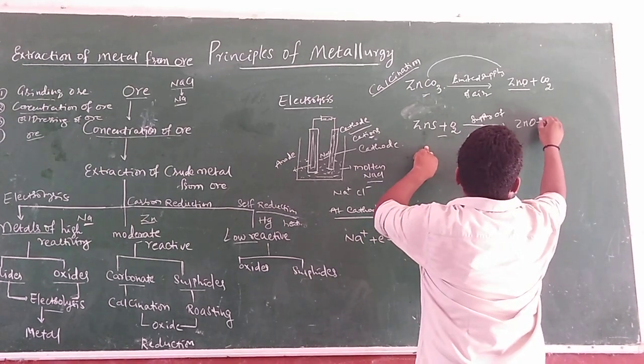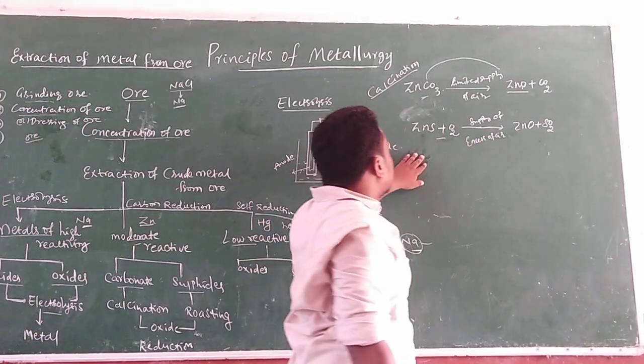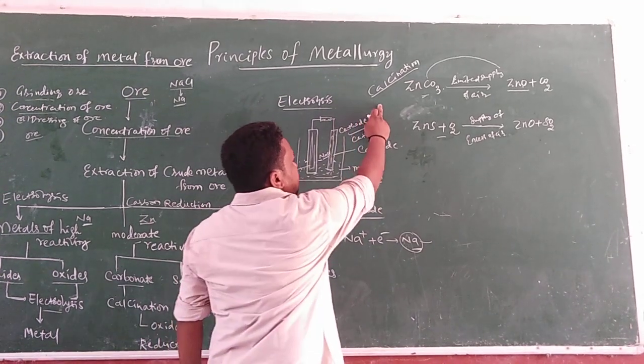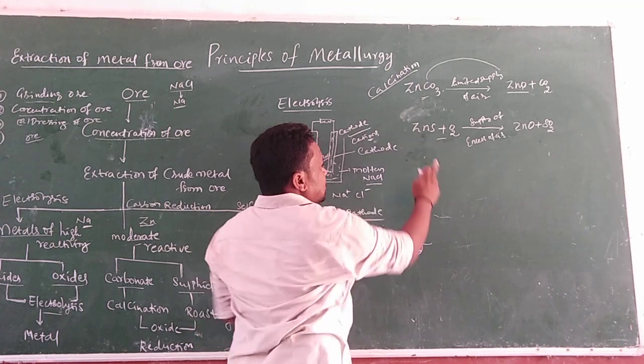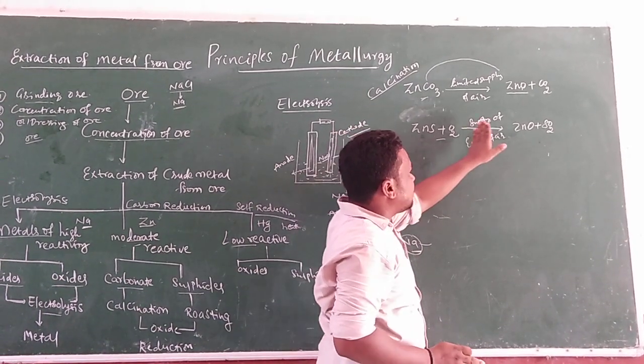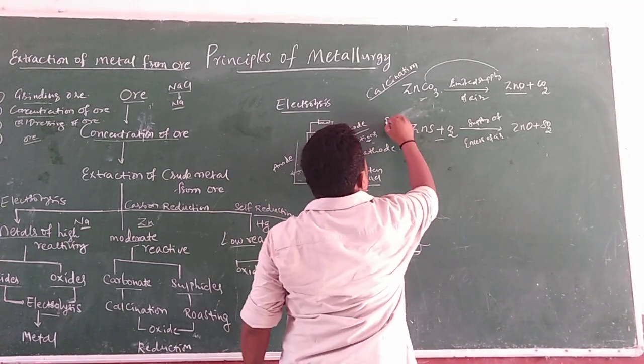Okay, next one is sulfur dioxide. Here, what we have to do is calcination. Here zinc sulfide is there. We are supplying excess of air. Then the sulfide is converted into oxides. This process name is said to be roasting.